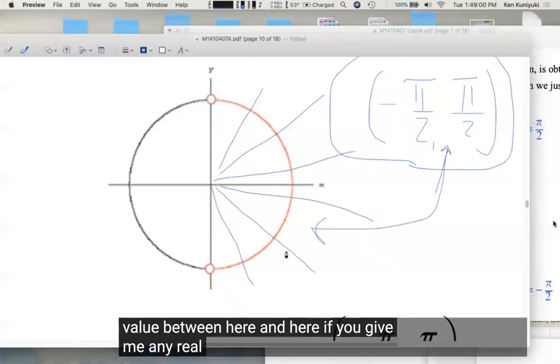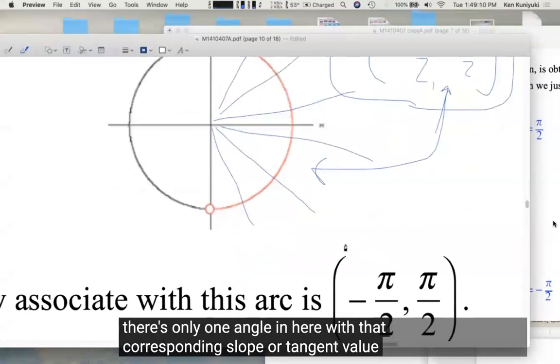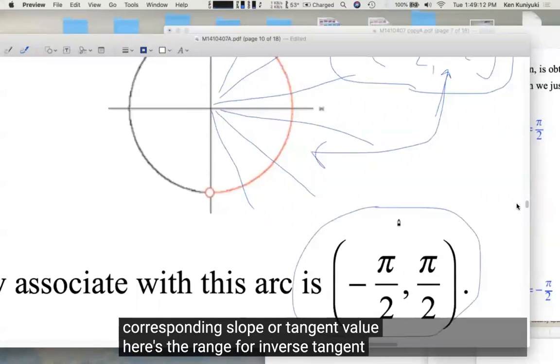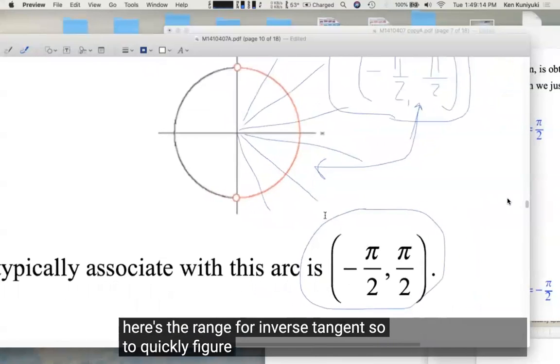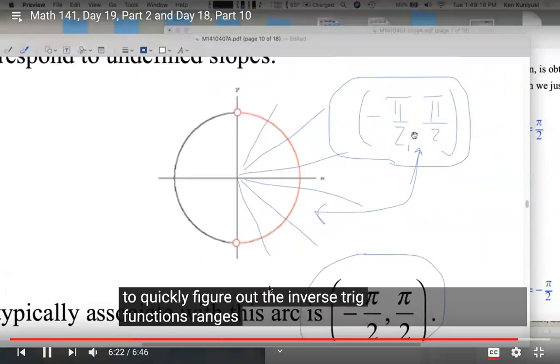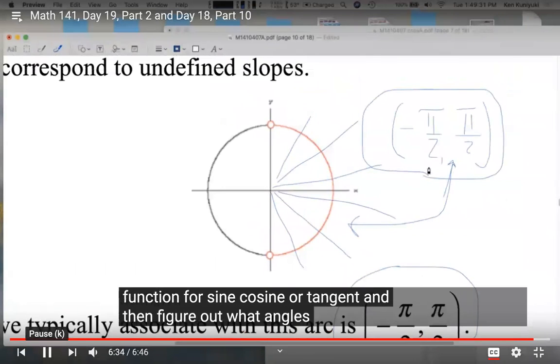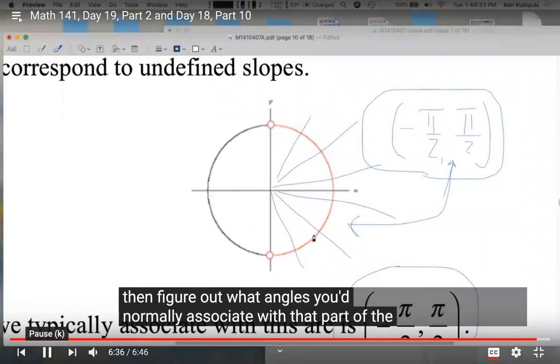If you give me any real number, any negative real number, 0, or any positive real number, there's only one angle in here with that corresponding slope or tangent value. Here's the range for inverse tangent. So to quickly figure out the inverse trig functions' ranges, consider the unit circle. What piece of the unit circle would give you each value of the original function for sine, cosine, or tangent, and then figure out what angles you'd normally associate with that part of the unit circle.